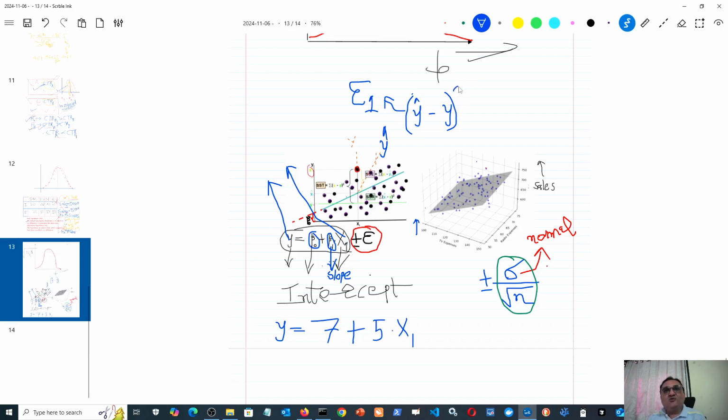So I square it, so that the negative value becomes positive. I will now call the squared value itself the error, the squared error in the first observation.